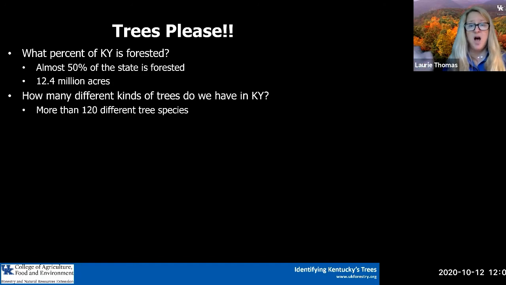And we're just like, oh no, will we ever remember that? But he showed us how to use this great tool, which I'm going to show you how to use. And that made some of that tree identification easier for us. So we have 120 different tree species.